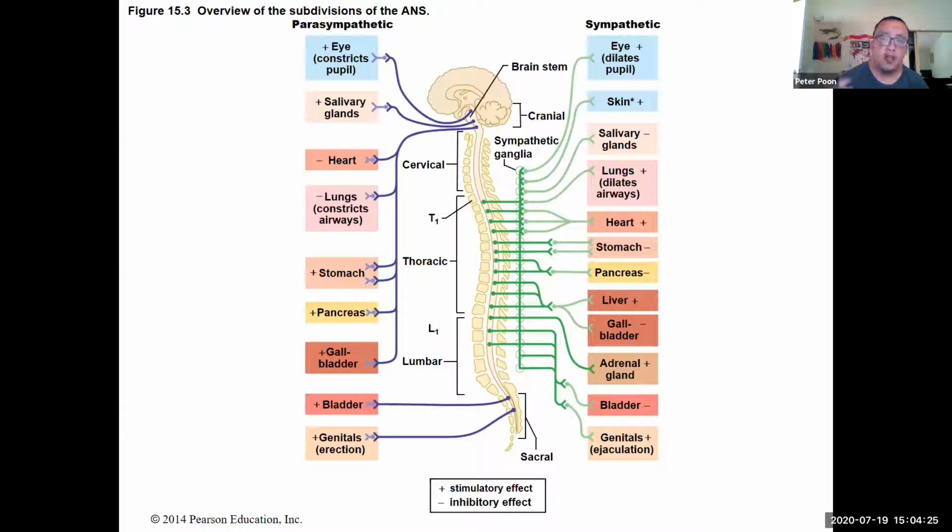Here is another important slide. It points out exactly what happens at each organ. You realize a lot of the organs contradict each other. Salivary glands are a great example. For the sympathetic nervous system, you're not going to produce saliva, which is why when you get scared, you get dry mouth. For the parasympathetic, you're getting ready to eat, so you need more saliva.